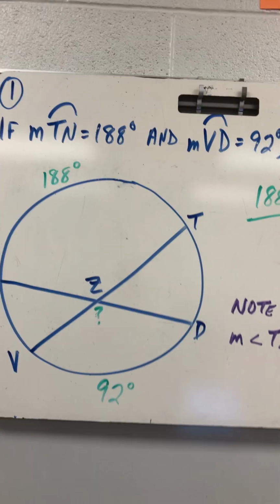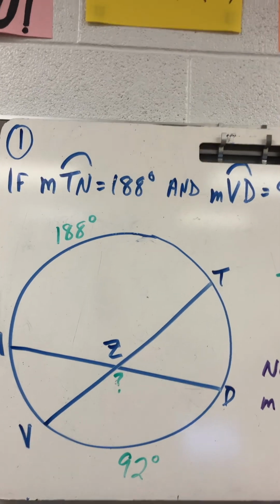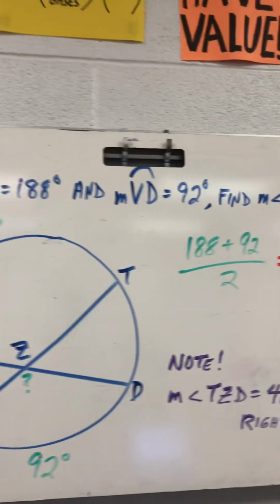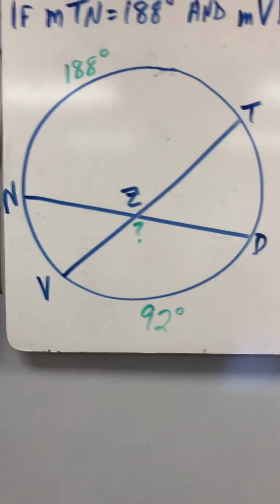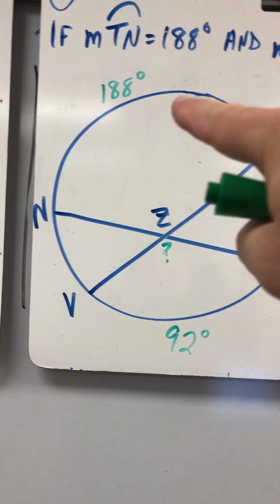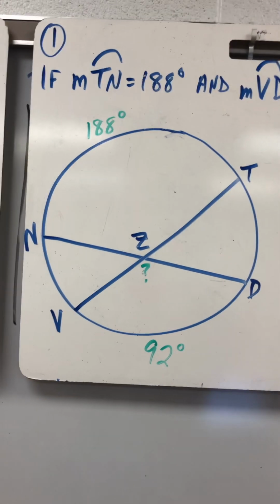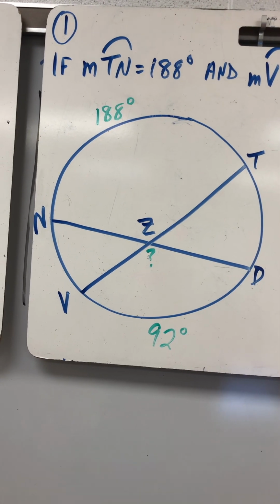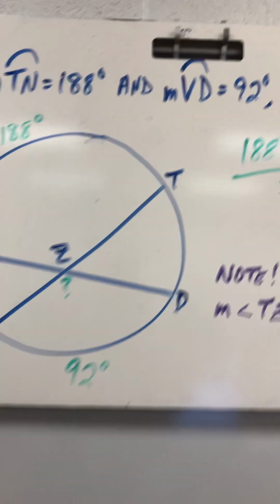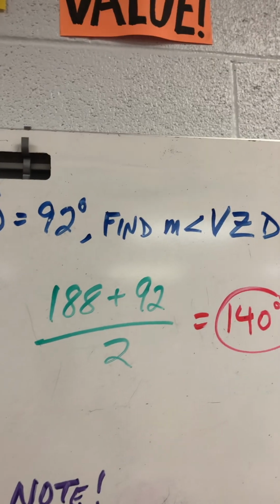Over here, arc TN is 188, arc VD is 92. Find angle VZD. That's this angle here, right? So I'm going to take 188 plus 92, add them together, hit equals. That gives me 280. I divide that by 2 and I get 140.